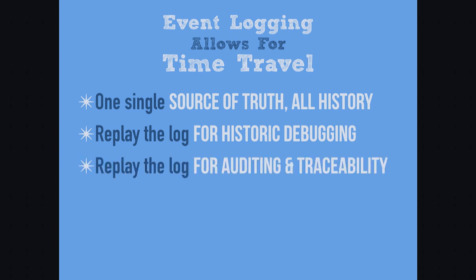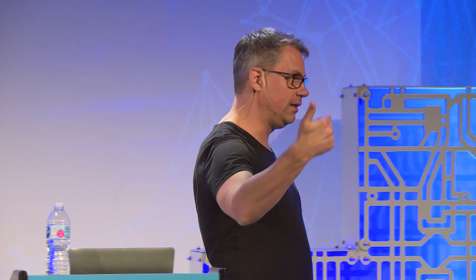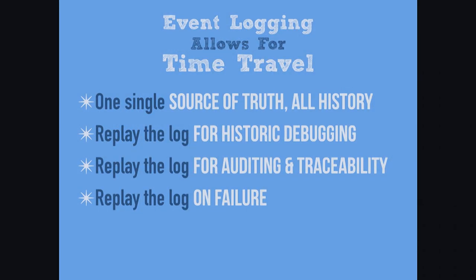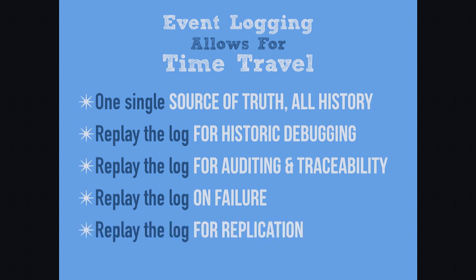It allows us to replay the log for auditing. So you have a bulletproof audit log right in the event log. There's no need to duplicate that. It's there, and you have full traceability of whatever happened in the system. And you can replay this log on failure, bringing the component back to where it was when things failed. Just replay all changes, and here you have it. Or you can replay for replication and replay the log multiple times, bringing 1, 2, 3, 4 replicas up. They're all up to date.